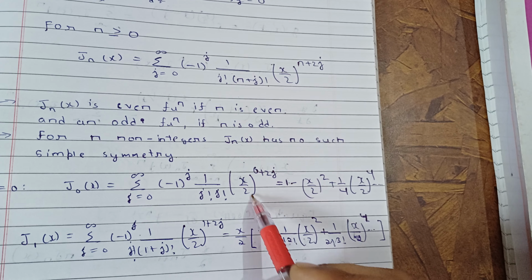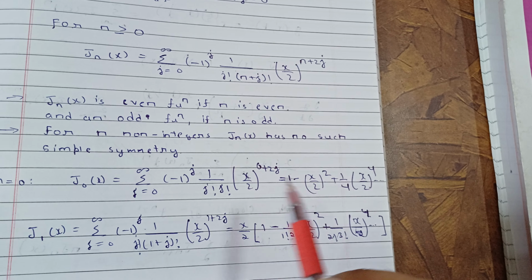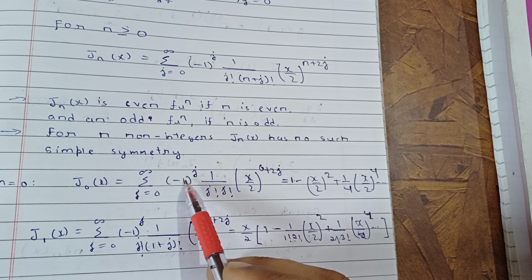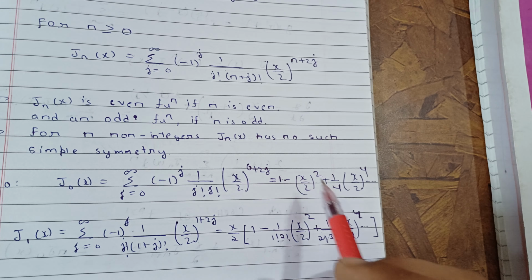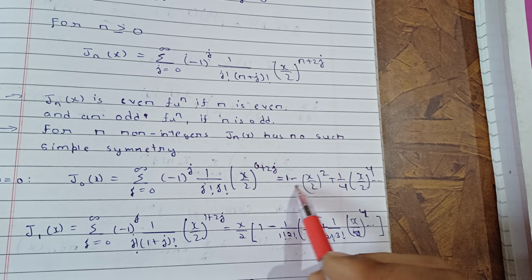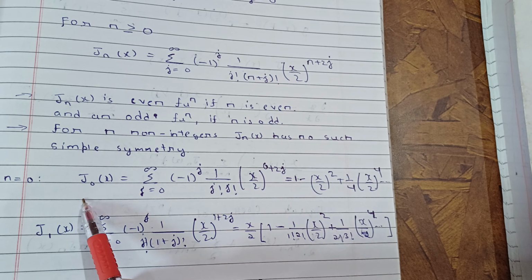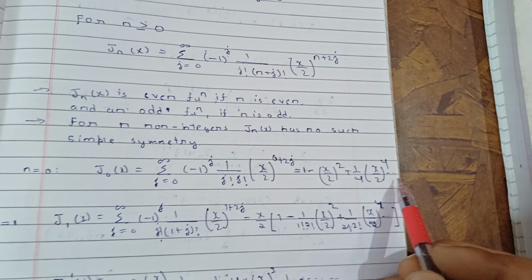So j is 1, so it will be (x/2)². This will be your second term. Now put j equal to 2, it will give you plus 1 here, and 2 to the 4 here, so it will be (x/2)⁴. That's how you get your series. This will be your first polynomial, that is J0(x), and this will be a series.